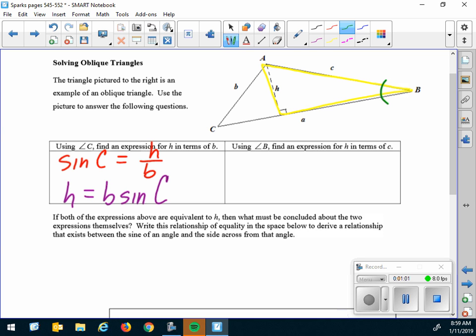So I want to find an expression for H in terms of C. So I want to use those three pieces in my trig ratio. Indeed, it's the same thing. The sine of angle B is what over what? H over C. How do I solve for H? Multiply by C. Good. So H equals C sine B.